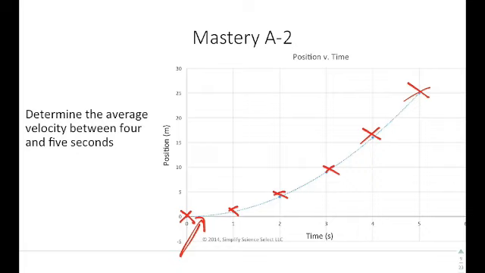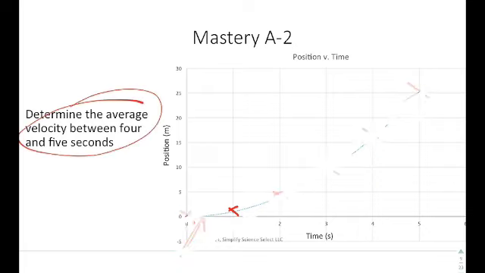So it says determine the average velocity between 4 and 5 seconds. Well, if I'm looking between 4 and 5 seconds, here's 4 seconds, here's 5 seconds. Those are the only 2 points I'm concerned with. The rest of the graph I don't care about. So for these 2 points, I'm trying to find the average velocity, which is represented by a line between those 2 points. So now I just need to find the slope between those 2 points.